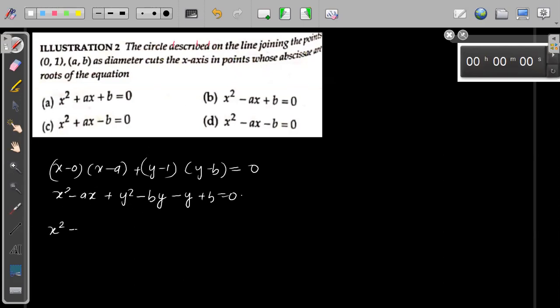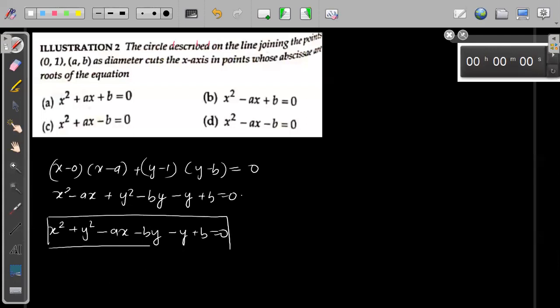So the equation of the circle is x square plus y square minus ax minus by minus y plus b is equal to 0. Now they are saying that as a diameter it cuts the x-axis in the points whose abscissa are the roots of the equation. That means it cuts the x-axis, which means y is equal to 0. So if I substitute y is equal to 0 in this, I will get x square minus ax plus b is equal to 0, right?